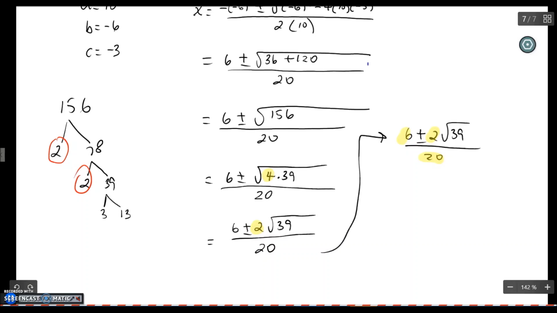So I could divide all the terms in the numerator by 2, and I could divide that 20 by 2, and I would get 3 plus or minus, well, the 2 divided by 2 would just be 1, so I would just have 1 times the square root of 39 over 10. And you could leave it together like that, or you could split that into 3 plus the square root of 39 over 10, comma, 3 minus the square root of 39 over 10. But leaving it together is also valid.